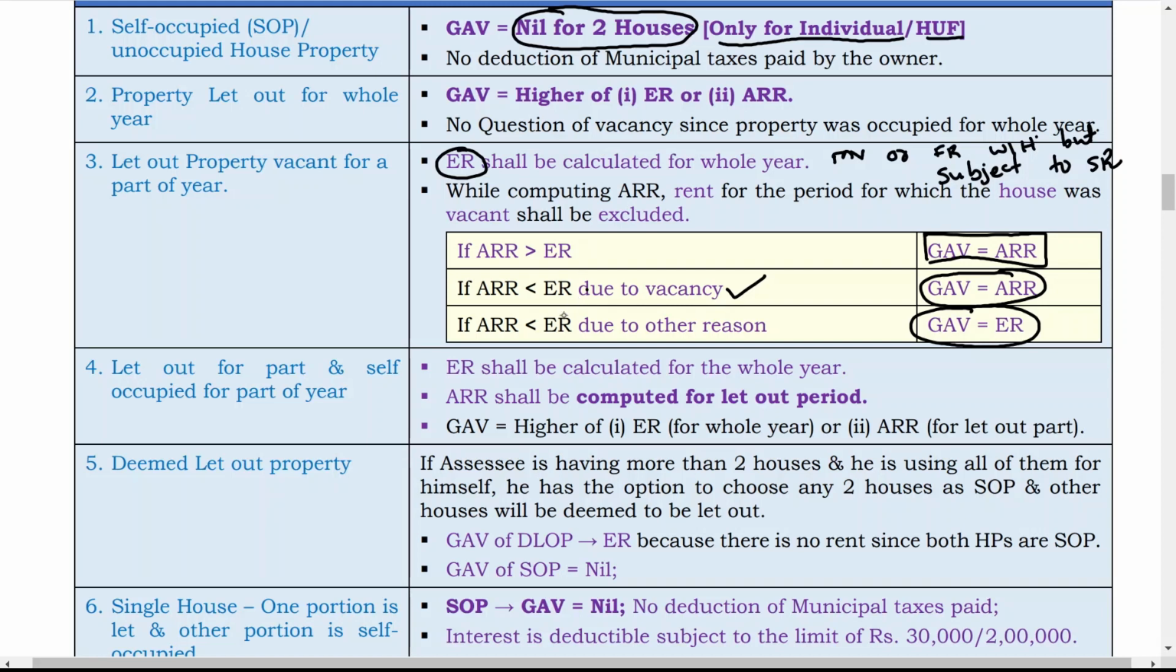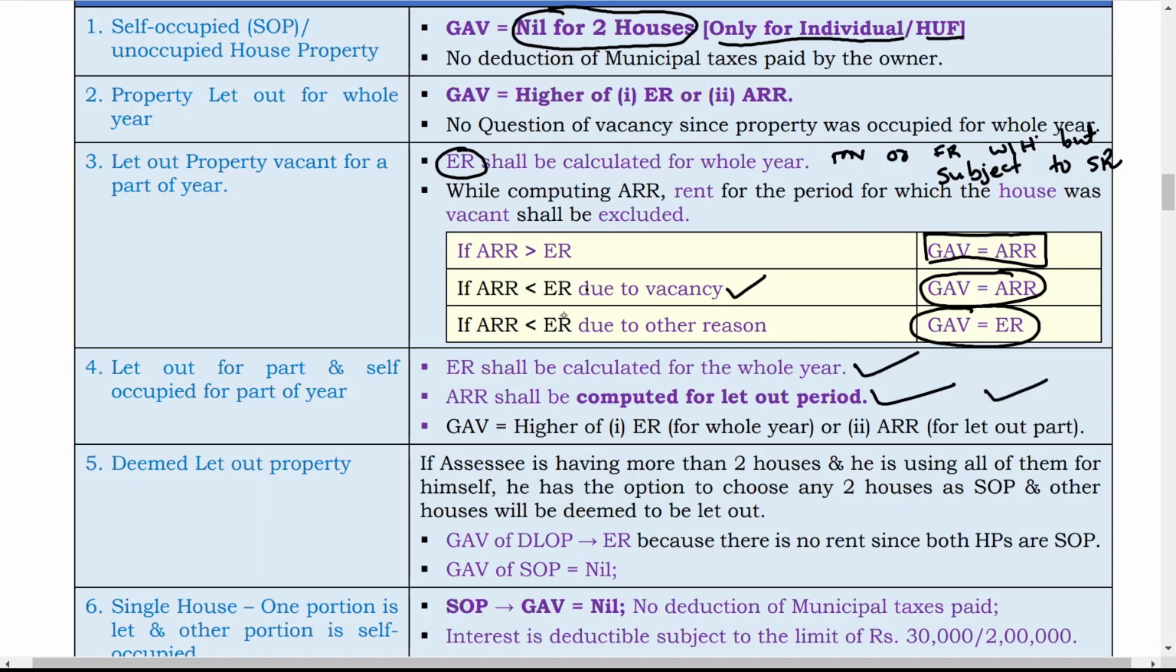Now, let out for a part and self-occupied for part of the year. Means if it is let out for some part of the year and self-occupied for the other part of the year, then ER shall be calculated for the whole year again, but ARR shall be calculated for the let out period only. So here what is the GAV? Higher of ER, calculated for the whole year, and ARR for the let out part only. Whichever is higher will become your answer. This is very important and very tricky.